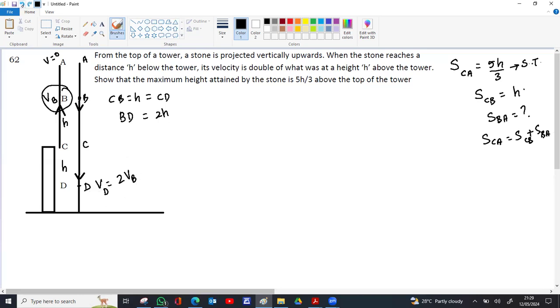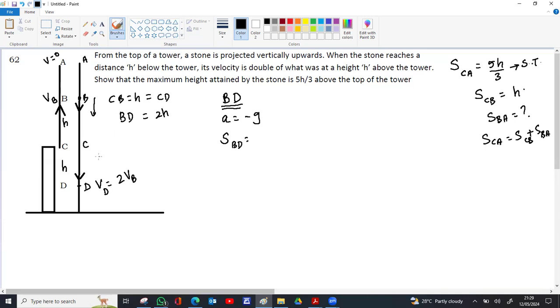So using BD, the downward movement of BD, we find the velocity of B first, then we can go back to BA. Otherwise, we cannot apply BA because the initial velocity is not clear. BD, in the downward direction. So acceleration due to gravity is minus g. The displacement of B to D.